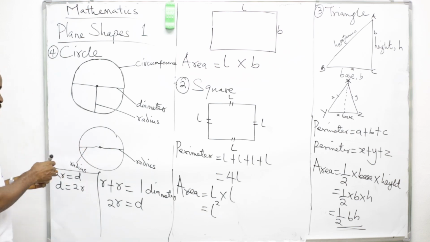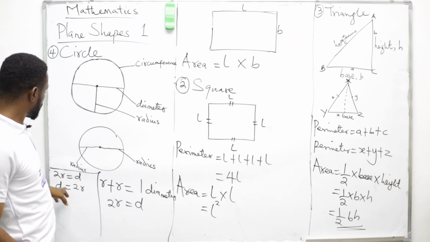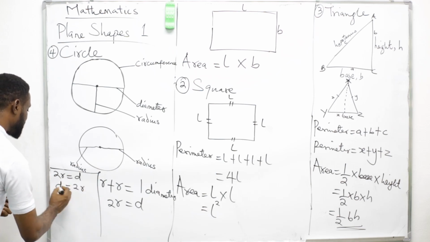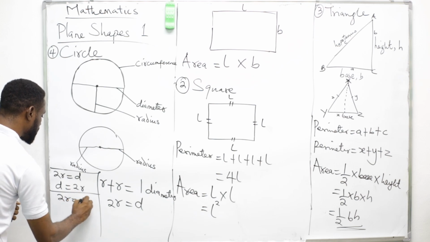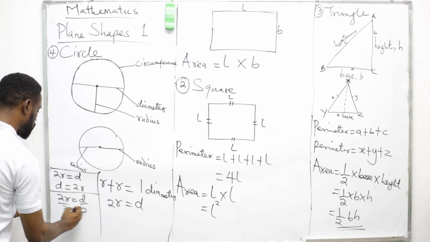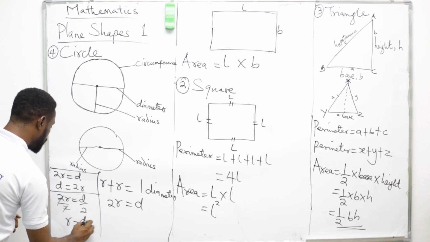Is that okay? Then, what will be one diameter? In a situation where they give you diameter, what will be radius? What that means is that if we have this, remember I bring this down, 2 radius is equal to diameter. To get the radius, divide by 2, divide by 2. So this cancels this. It means radius is equal to diameter over 2.